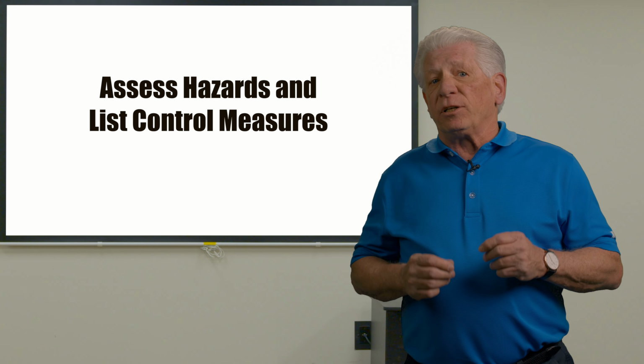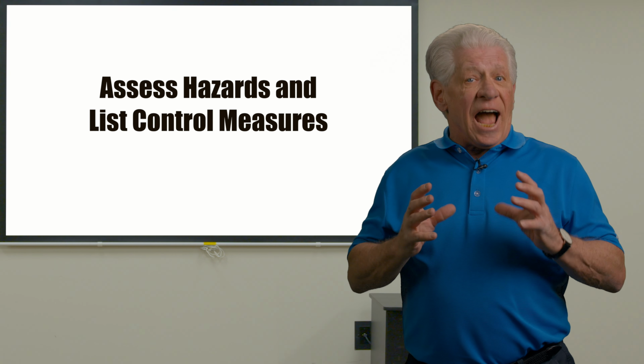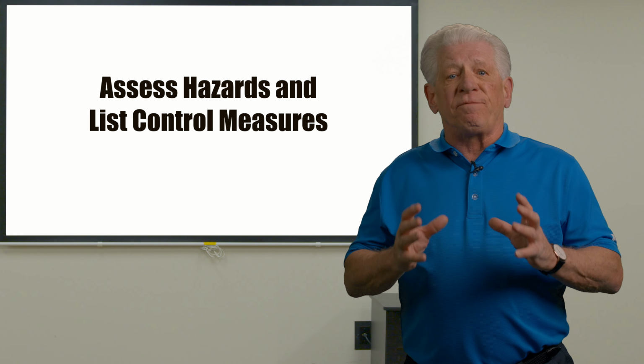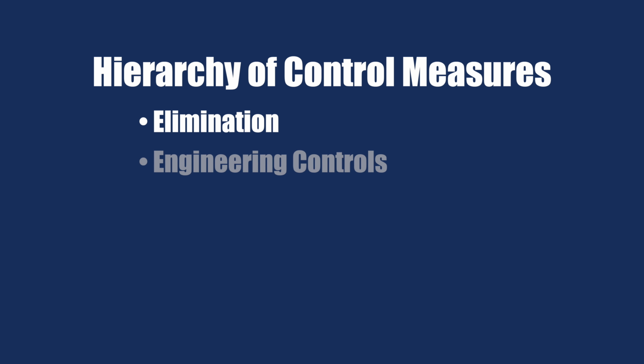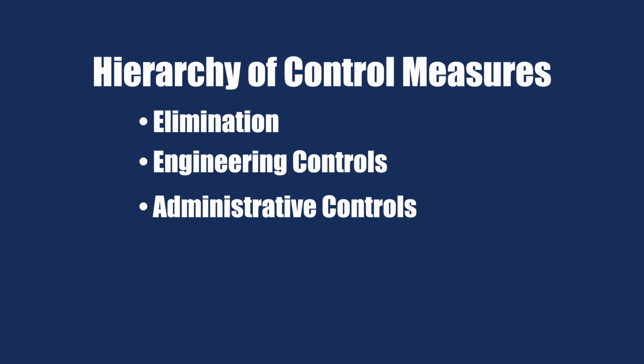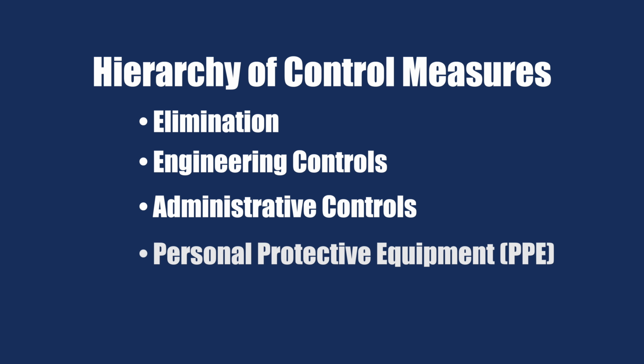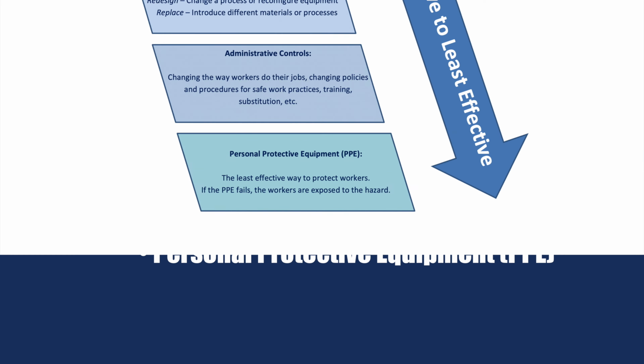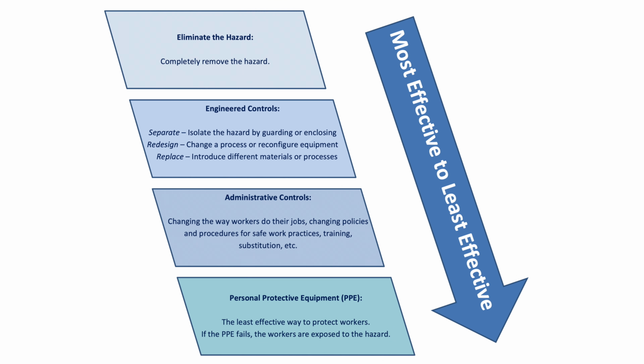A hierarchy of control measures categorizes hazard control measures under the following headings: elimination, engineering controls, administrative controls, and the wearing of personal protective equipment. This list prioritizes control measures. It acts as a guide by working down the list when deciding on appropriate control measures.